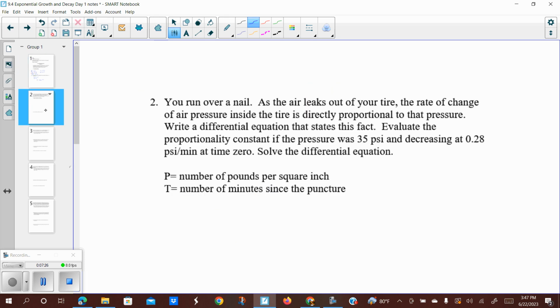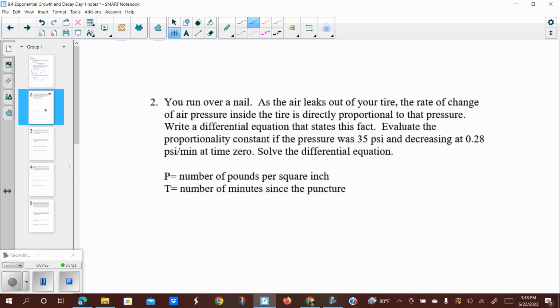Number 2. You run over a nail as the air leaks out of your tire. The rate of change of air pressure inside the tire is directly proportional to that pressure. Write a differential equation that states this fact. Evaluate the proportionality constant if the pressure was 35 psi and decreasing at 0.28 psi per minute at time 0. Solve the differential equation. All right, everybody got it? Let's go. No, I'm just kidding.